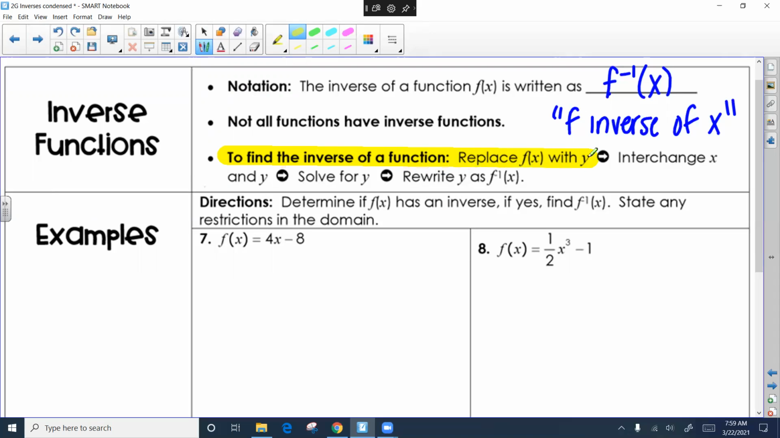Then remember when we have an inverse, the input and output switch. So then we interchange x and y. So we switch x and y, which would be our inverse function. It just wouldn't be in the correct form. So then we solve for y, so we get the y by itself. And then we rewrite y as f inverse of x.